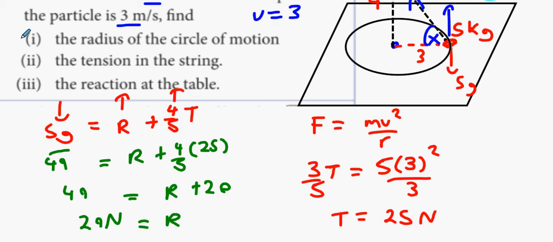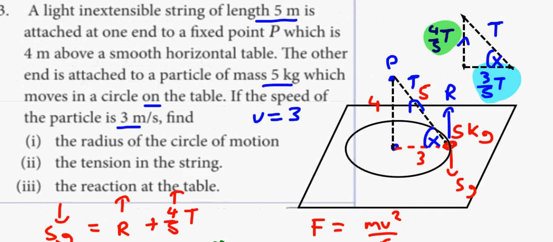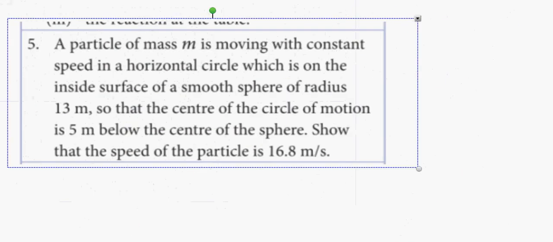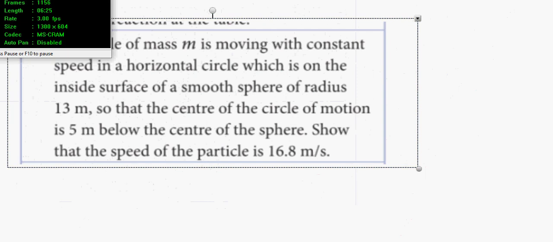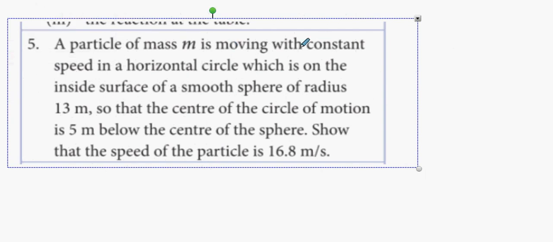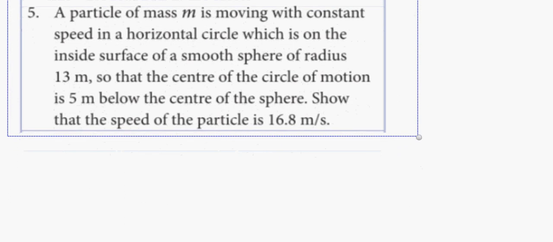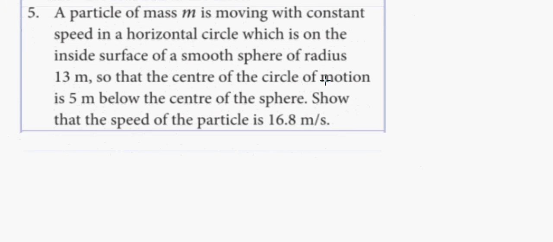Alright lads, will you guys give 4 and 5 a go for a second? Start with 5 and we might have a go at 4 in a second. Alrighty, particle mass m moving with constant speed in a horizontal circle which is on the inside surface of, oh, it's a different type of one. Sorry, my bad, I set you up with a bad one here. Should have read it before I left. Alright, so it's a sphere.